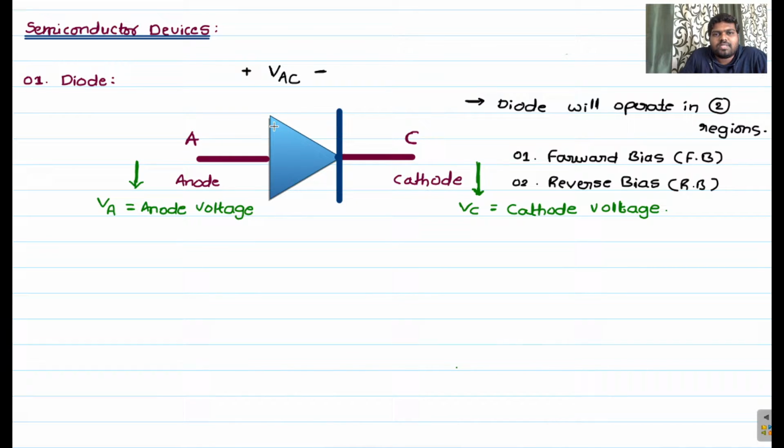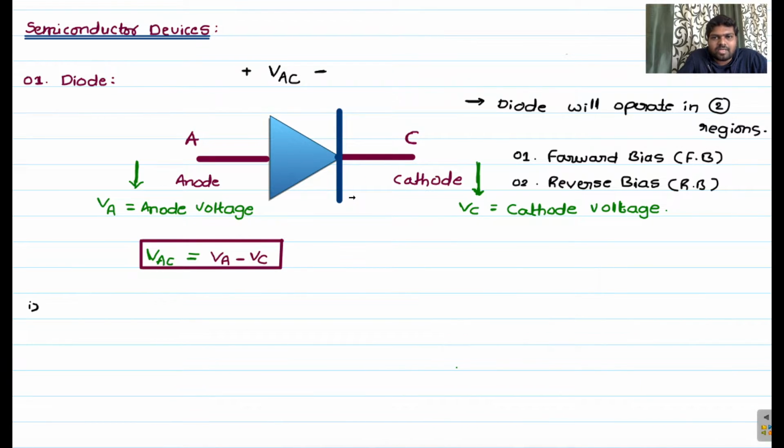So that potential difference here is VAC. How do you write the potential difference between terminal A and terminal C? Here I am indicating VAC equals the potential difference between the A and C terminals. The formula is VA minus VC. If the voltage difference between the anode and cathode terminals is positive, or greater than or equal to 0, then it will be in forward bias condition.